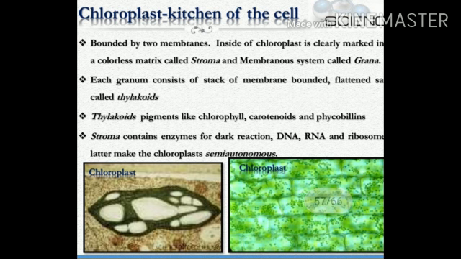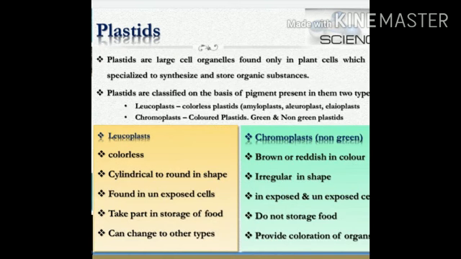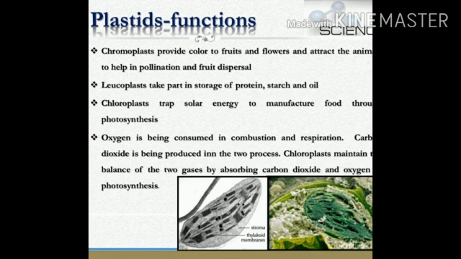And the next topic attached to it is the plastids. Plastids are also large cell organelles found only in plant cells which are specialized to synthesize and store organic compounds. Two types of plastids are mentioned, leucoplast and the chromoplast. The leucoplasts are colorless and the chromoplast contains the color. You can study the difference by pausing the video. It's not too much mentioned in your syllabus, only a small brief is there.